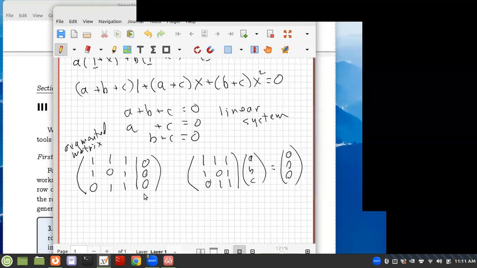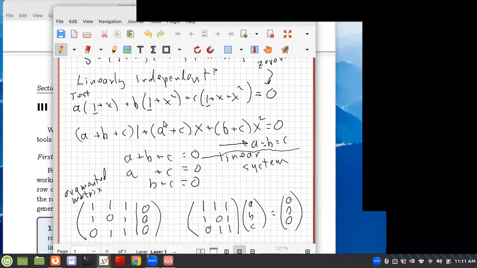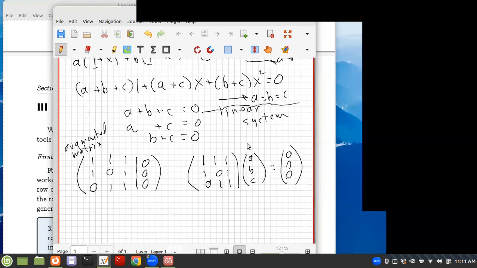The idea is that we're going to solve this, and if we can show that this implies that a equals b equals c equals 0, then that shows that these three vectors are linearly independent. If they are linearly independent, there's only one solution, the only possible solution is 0, 0, 0. But if there's only one solution, that means this matrix is going to be invertible, right?